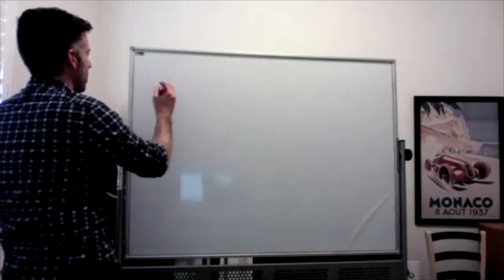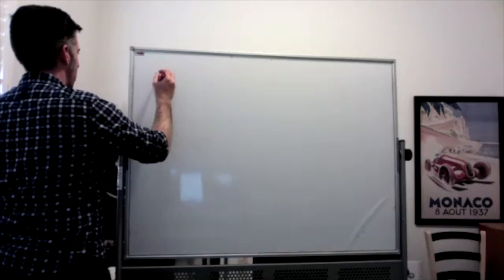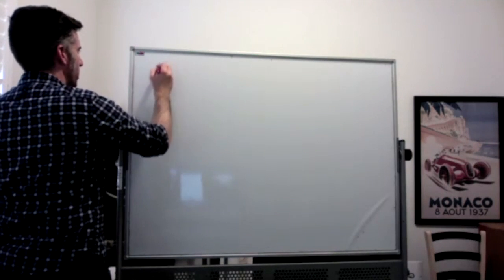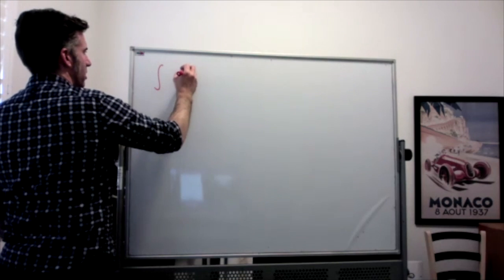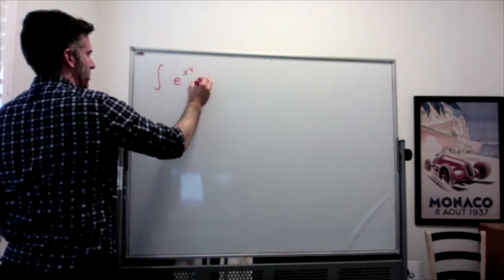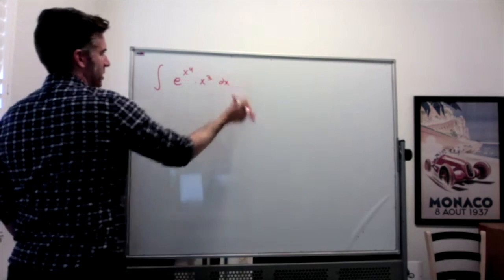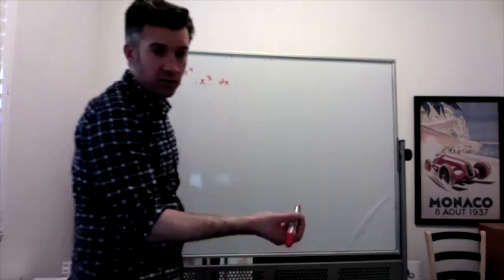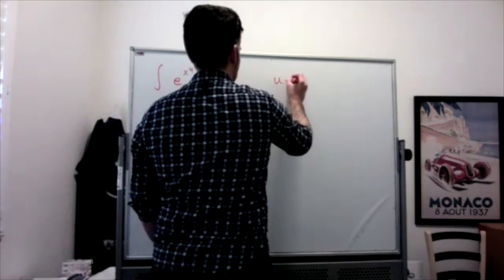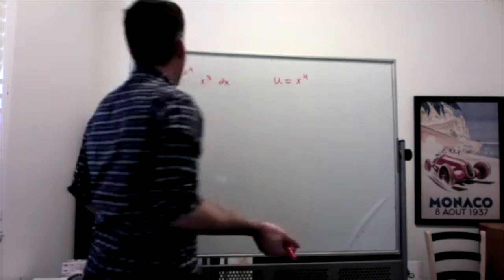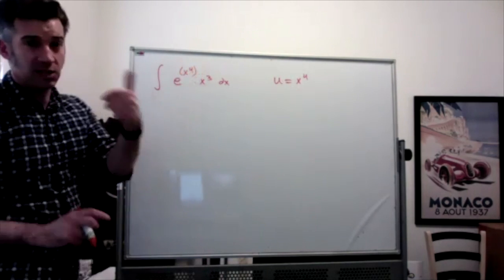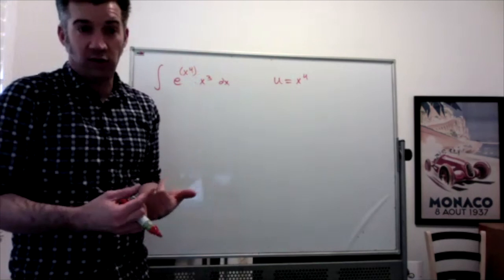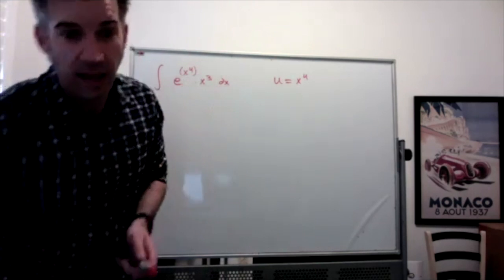If I had, say, the integral of e to the x to the fourth times x cubed dx. A great choice for u would be u equal to x to the fourth, because that x to the fourth is meeting both qualifications. It's stuck inside the exponential function, right? We've got e to the something.